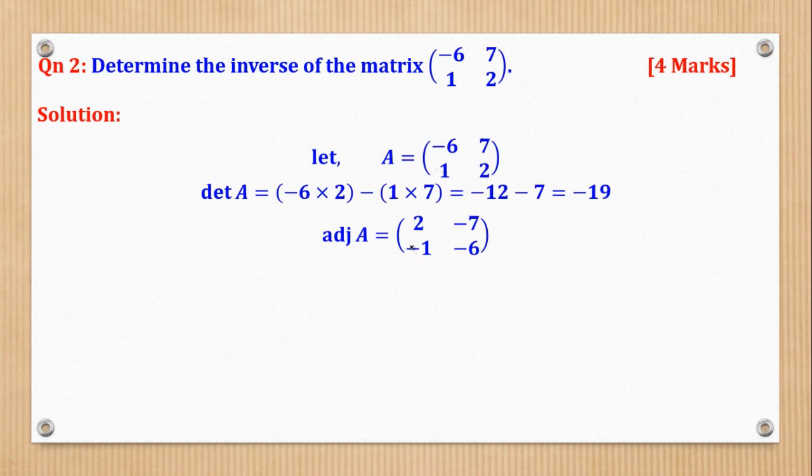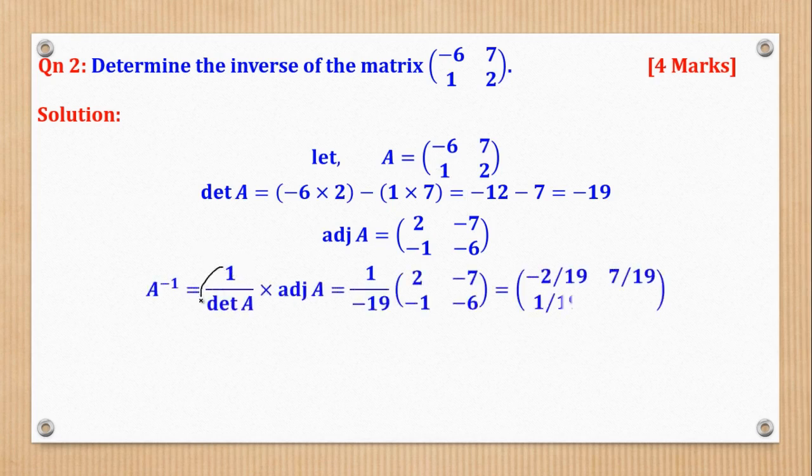So after getting the determinant and the adjoint, remember that the inverse is 1 over determinant times the adjoint. So 1 over determinant times the adjoint, then bring this fraction this side to give you this matrix. And that's what they wanted.